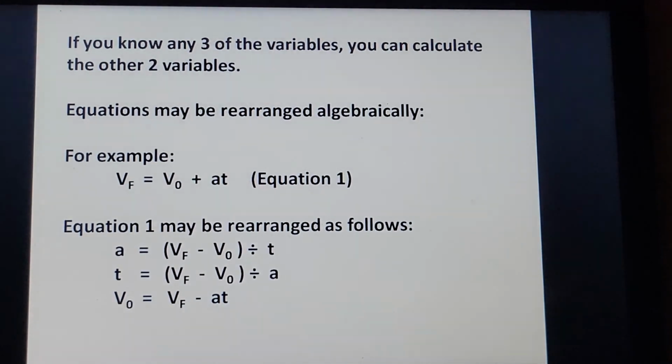If you know any 3 of the variables, you can always calculate the other 2. Just be aware that anytime you see a problem, they have to give you 3 of the variables, and any of the equations can be rearranged algebraically if you desire. For example, equation 1, which is vf equals vo plus at, you could certainly rearrange to put your unknown quantity on the left-hand side and have all your known variables on the right-hand side. Some teachers require you to do that before you plug the numbers in. Some teachers don't. Just whatever you prefer.